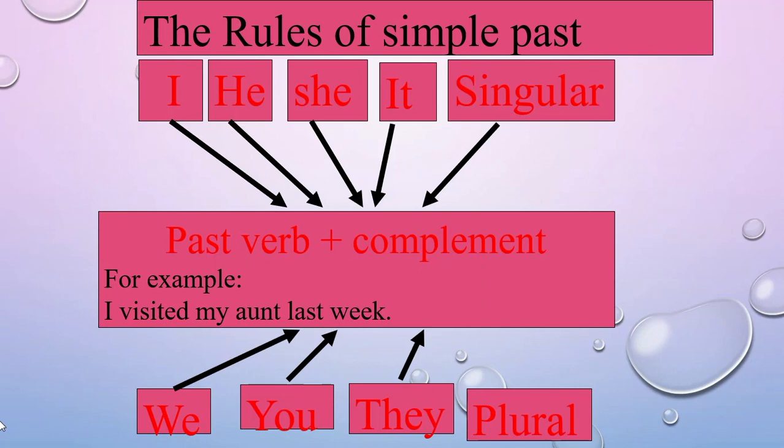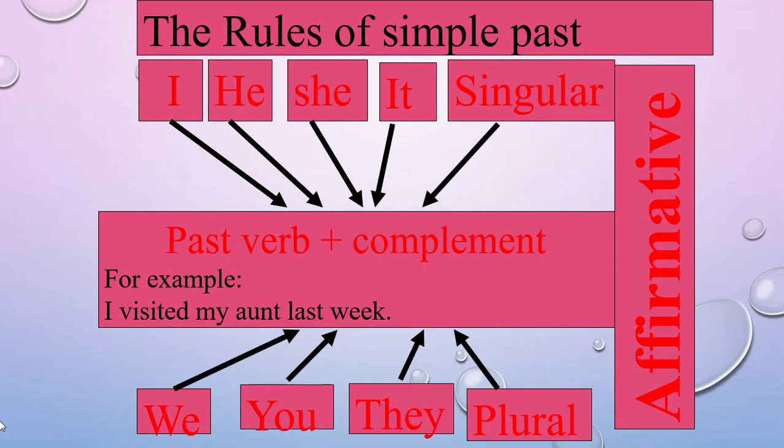Look at the example sentences of the past simple tense. I visited my aunt last week. We visited our aunt last week. You visited your aunt last week. They visited their aunt last week. So the verb form does not change with any of the aforementioned pronouns: I, he, she, it, we, you, or they, either in the singular or in the plural case. So this is called the affirmative case.